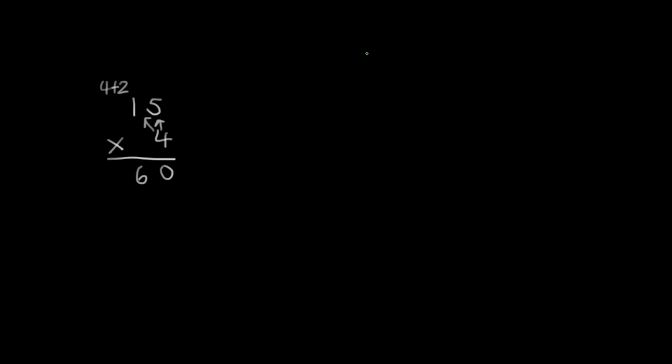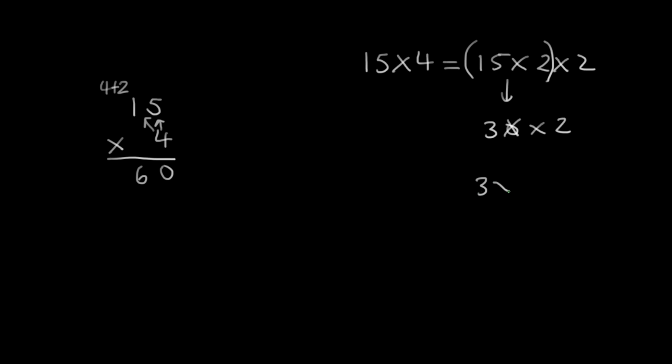Now, if you wanted to do this question in your head, you can instead rewrite 4 as 2 times 2. So let's write down 15 times 2 times 2. And most people know that 15 times 2 is 30. And then you should know that 3 times 2 is 6. And then we just add back the 0.